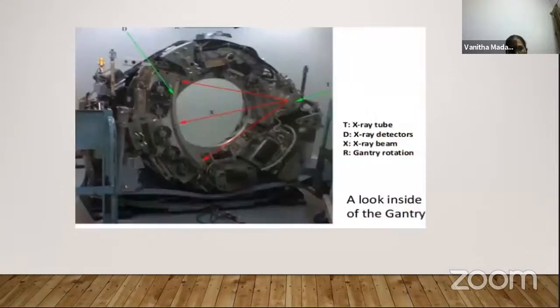This image shows the position of the X-ray tube, which is indicated by a green arrow and marked T, the path of the X-ray beam, which is indicated by red arrows marked X, and the position of the detectors marked D.